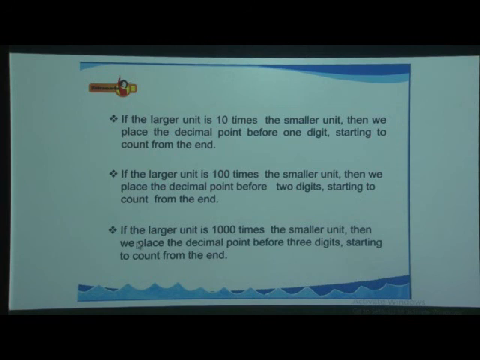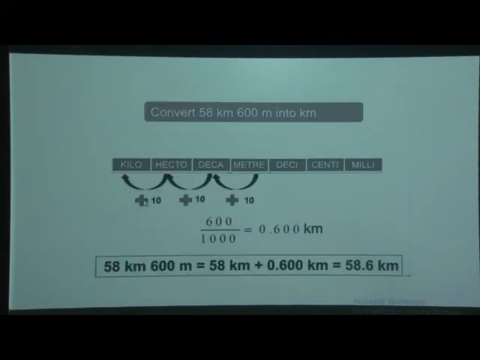If the large unit is 1000 times the smaller unit, then we place the decimal point before 3 digits, starting the count from the end. Here we have just taken the examples of division and multiplication by 10, 100 and 1000. So we have to recall where to insert the decimal point and which unit to write. Now we will see an example here. Convert 58 kilometer 600 meter into kilometer.